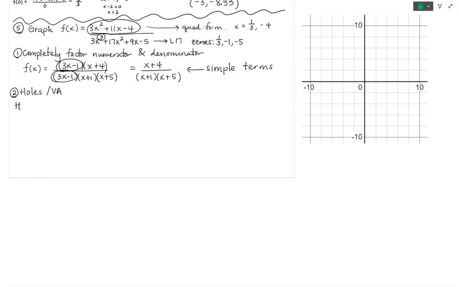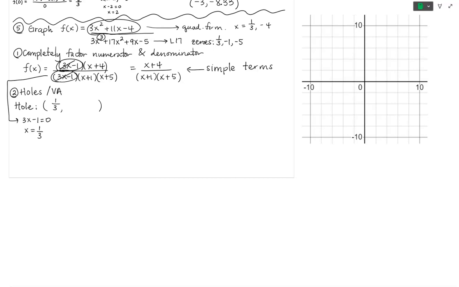We've talked about how we definitely do have a hole because the 3x minus 1 is going to cancel out. To find the hole, you take whatever factor canceled out, and you set it equal to 0. If I solve this by adding 1 and dividing by 3, we get that x is equal to 1/3. That is the x coordinate for where the hole is at in the graph.